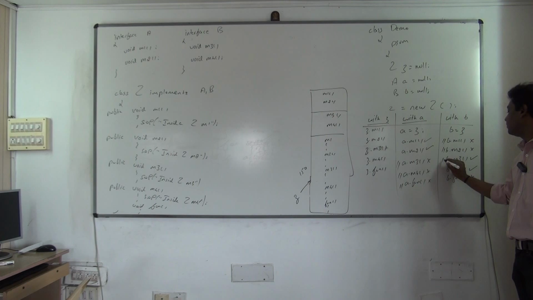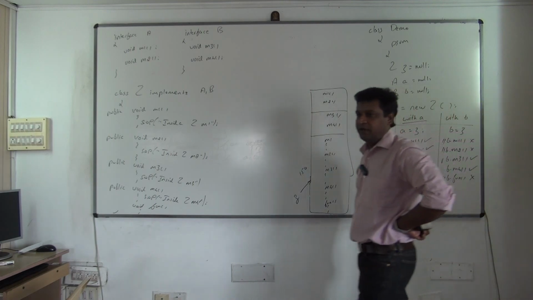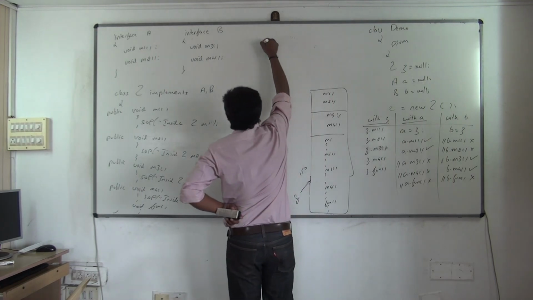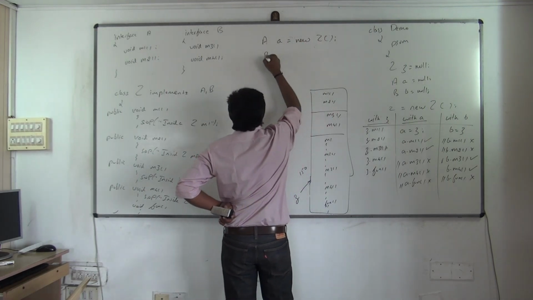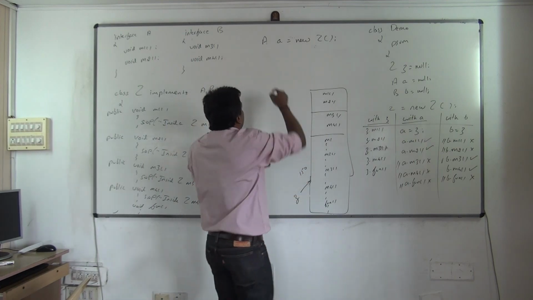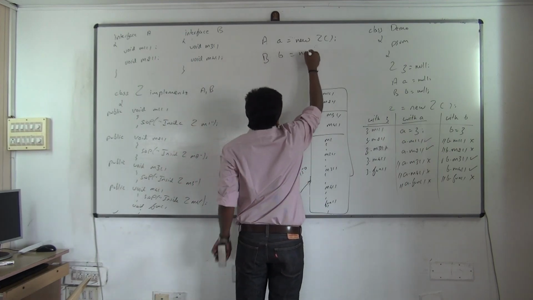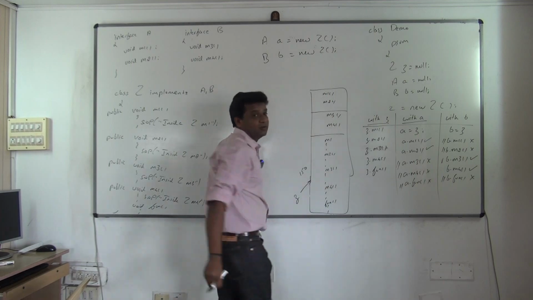So are you clear with how it works now? I am commenting it. Are you clear? So now this statement is correct. A is equal to new Z. This is also highly valid code. Okay, yes or no? Or B is equal to new Z is also highly valid code.